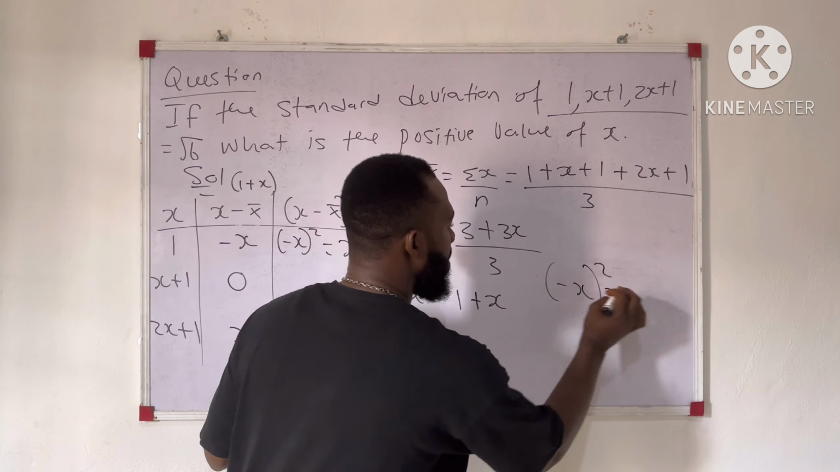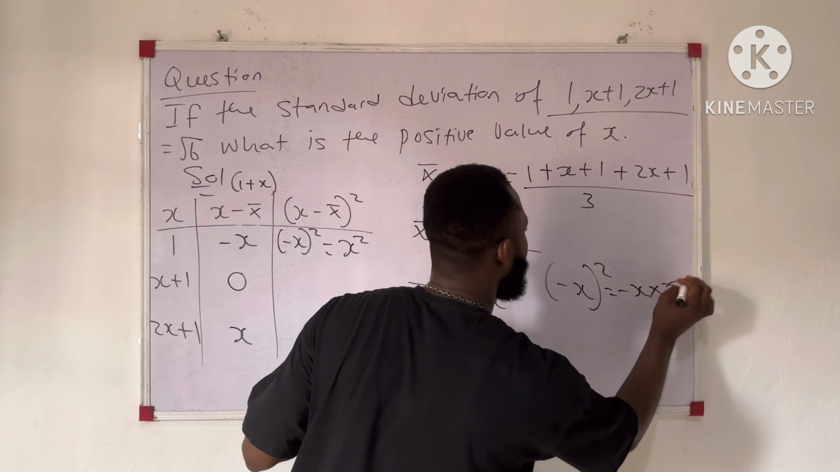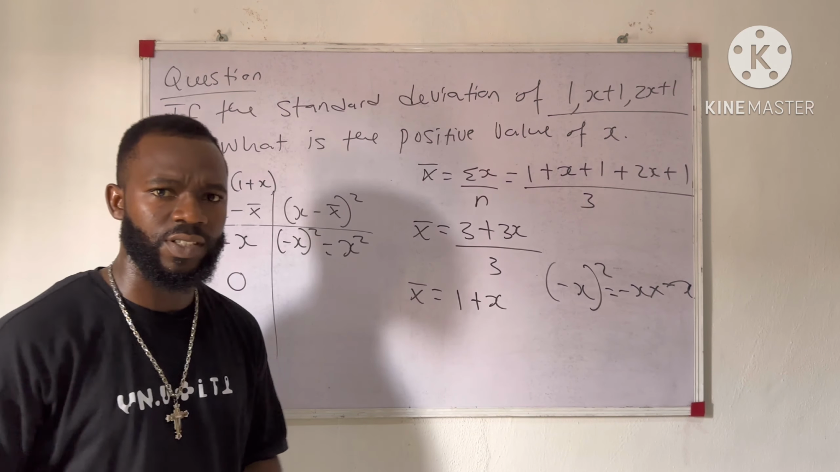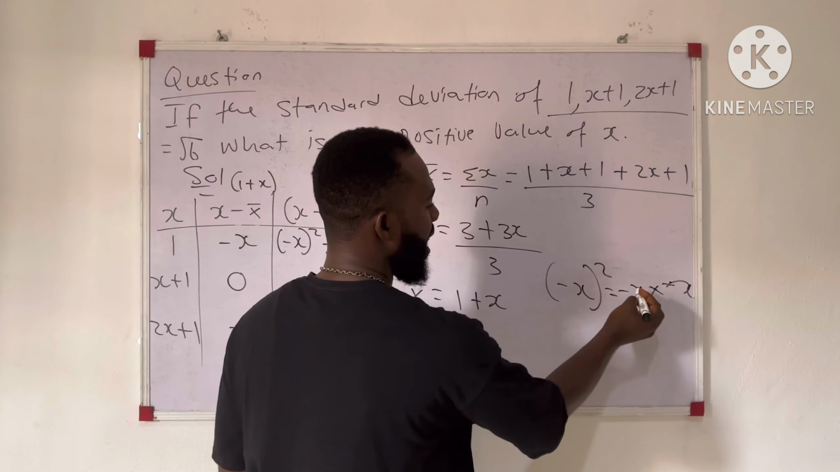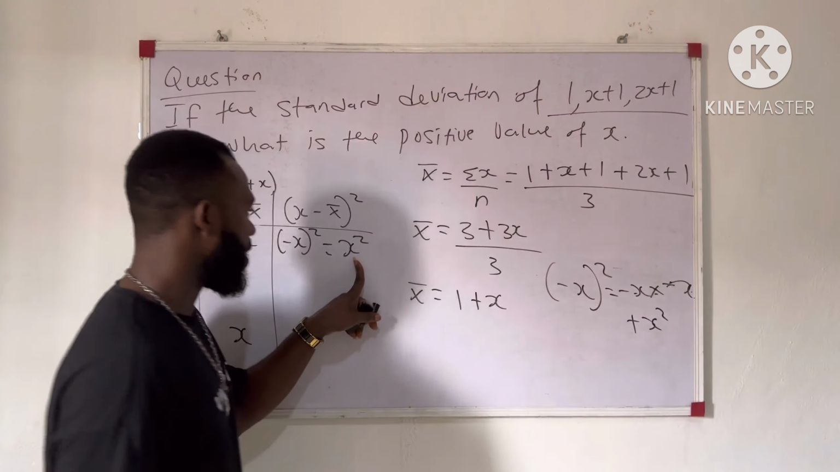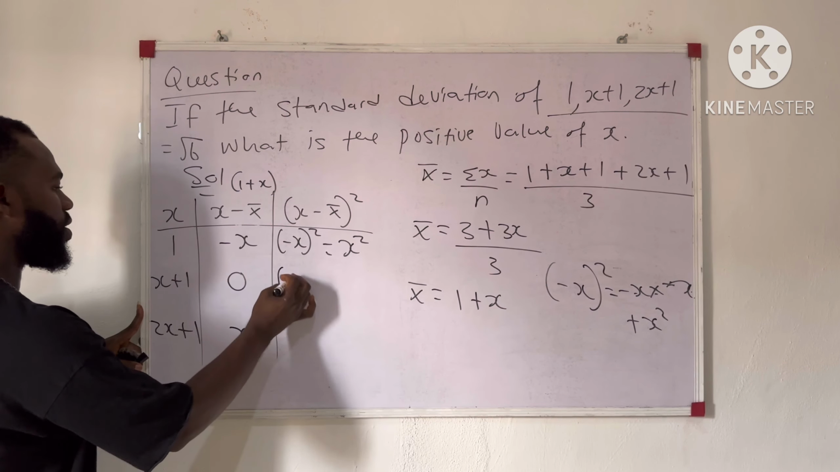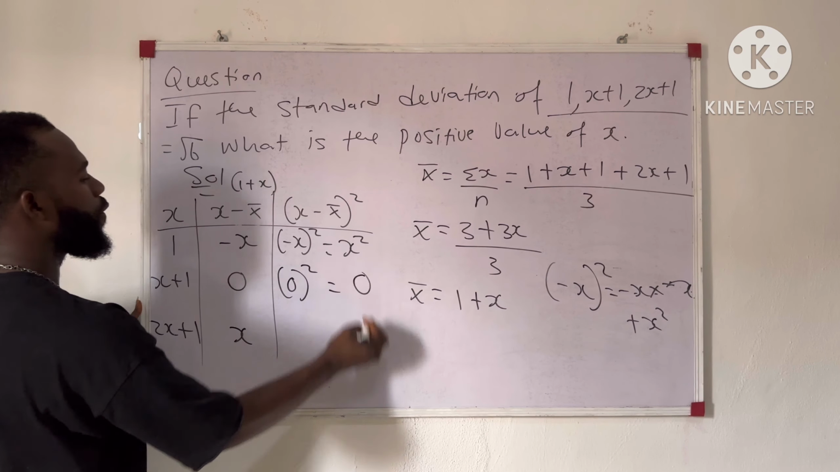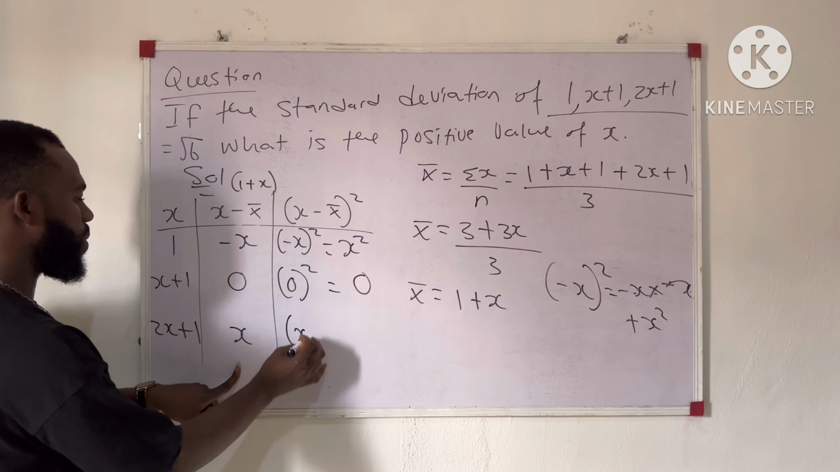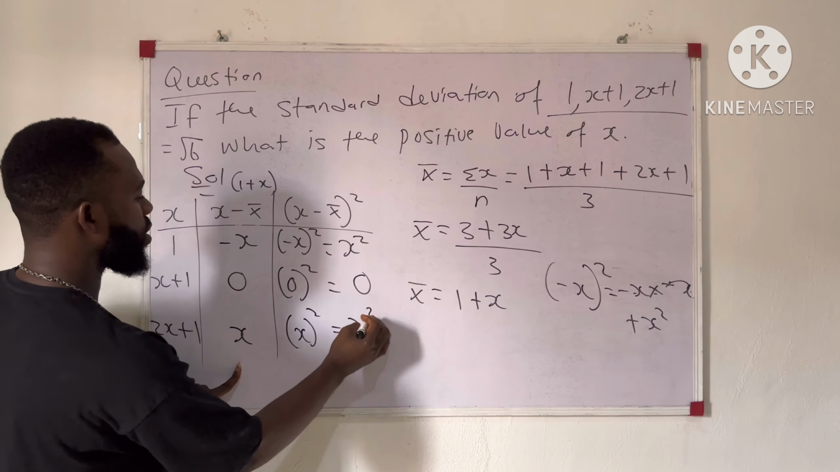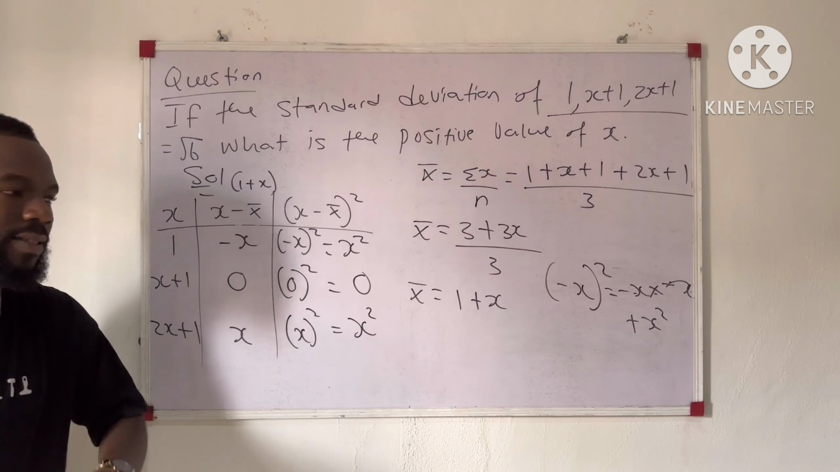Why? Because minus x raised to the power of 2 means minus x times minus x, according to the laws of indices. So minus multiplied by minus gives us a positive sign, and x times x gives us x squared. Now 0 becomes 0 raised to the power of 2, which of course gives us 0. And lastly, here we have x raised to the power of 2, which gives us x squared, because it simply means x times x.